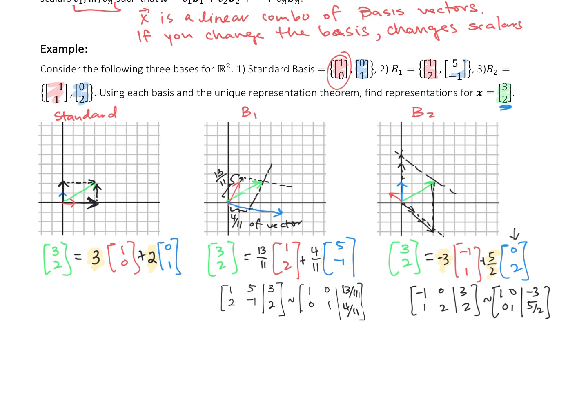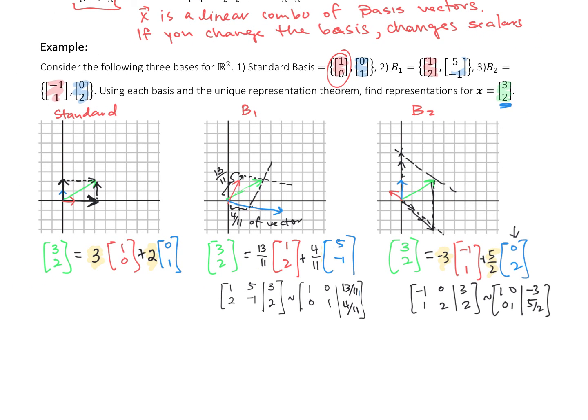So those are all different representations of the same vector for a different basis for R2. So we're going to come back to this idea in the next video.